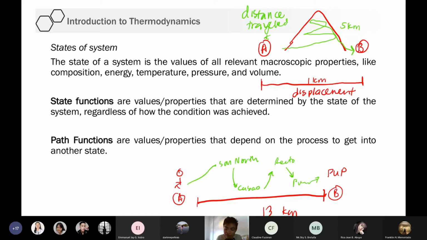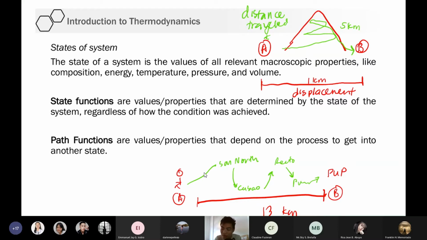O, pwede rin naman, dire-direkta na lang, no? Dire-direkta. Hakbang ako sa bubong, no? Pero alam nyo, hindi pwede yun. Hakbang ka sa bubong. Direkta yun. Yun yung state function. Yung direct from initial to final. And so, pwede iba-iba yung distance traveled ko, no?